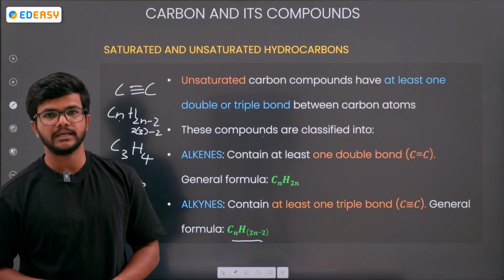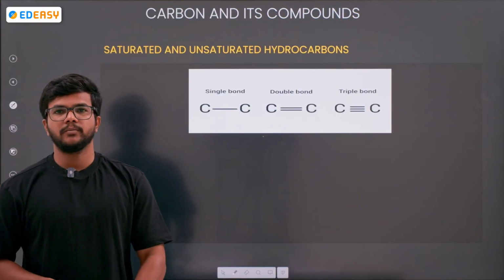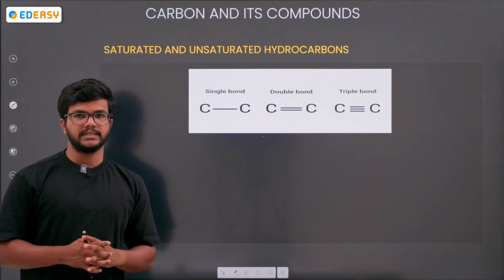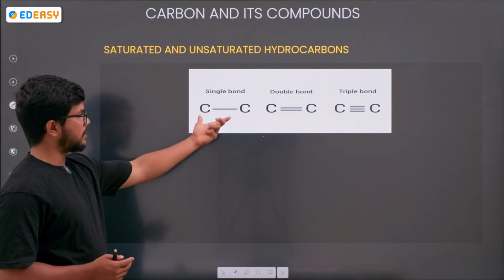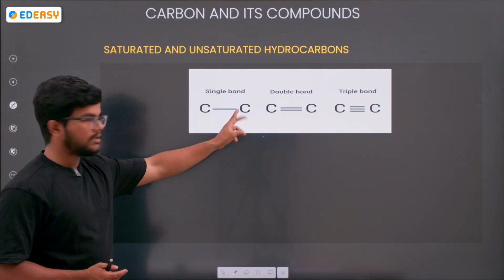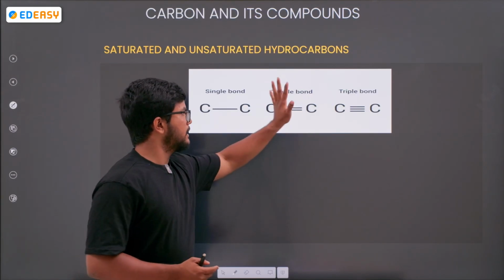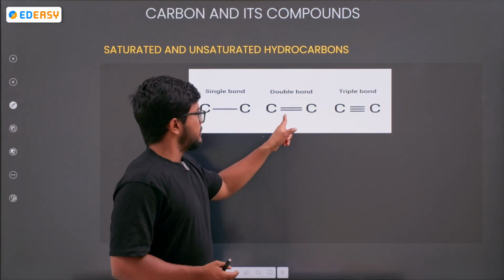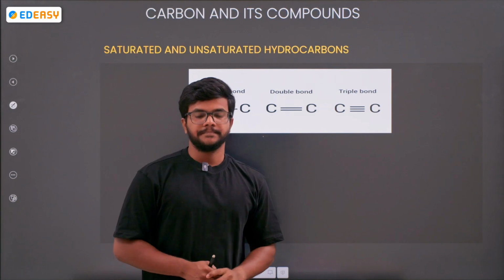Next we are moving to the examples, examples for the saturated and unsaturated. Saturated hydrocarbons are carbon-carbon single bonds. Unsaturated comes under alkenes and alkynes, double bonded and triple bonded.